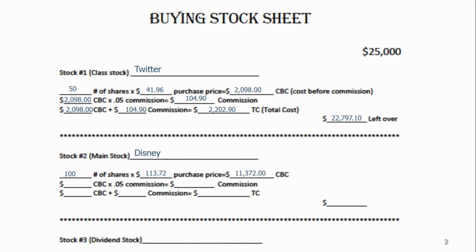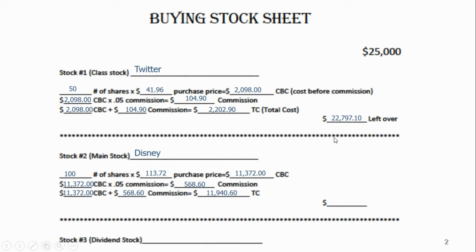Multiply those two together. You get your cost before commission. That's $11,372. Once again, bring down the cost before commission. Multiply it by 5%. And that's going to give you a commission of $568.60. Once again, bring down cost before commission, add your commission, and you get a total cost of $11,940.60.